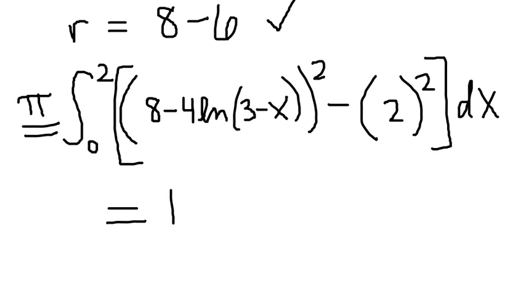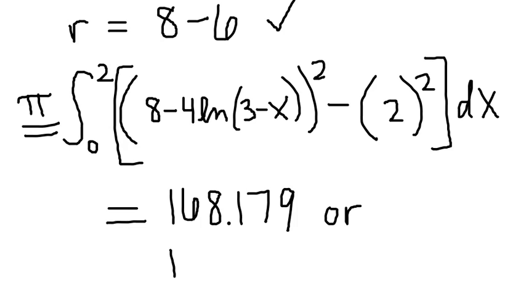is 168.179 or 168.180. So this is after we've multiplied by pi.